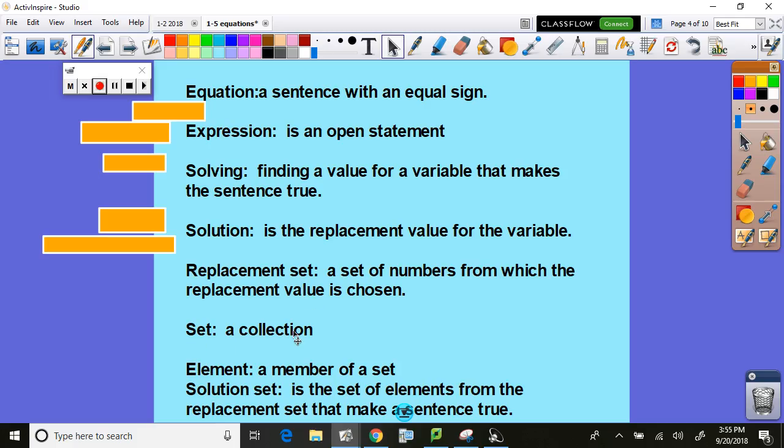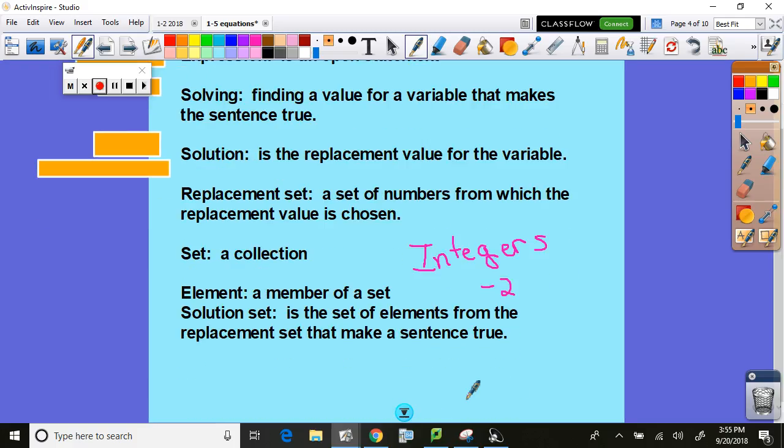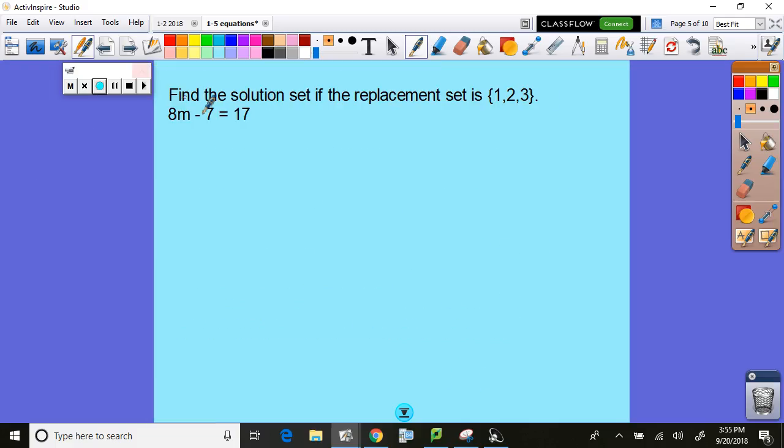A set is a collection. Element is a member of a set. So a set you should be familiar with is the integers. And an element of the set of integers would be -2. Solution set is all the answers that make it true. So again, if you need more time before you move on, feel free to pause at any point. Find the solution set if the replacement set is 1, 2, 3. So what I want you to do is pause right now and solve, and then come back.